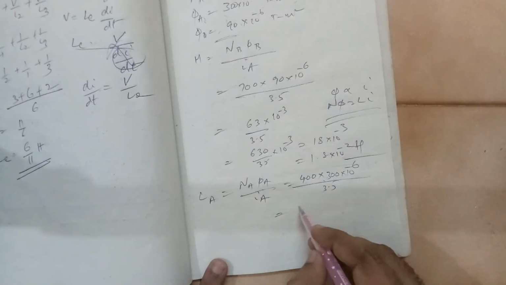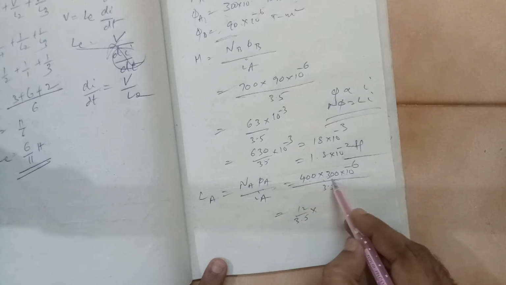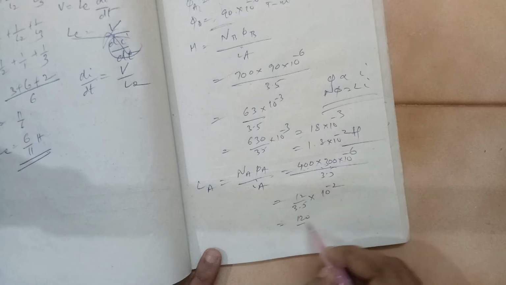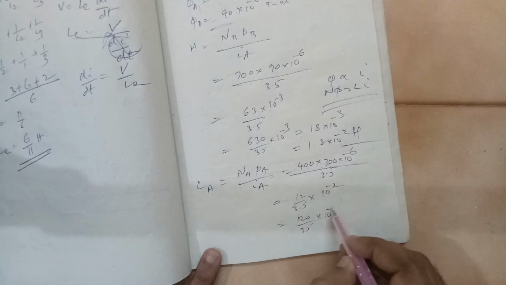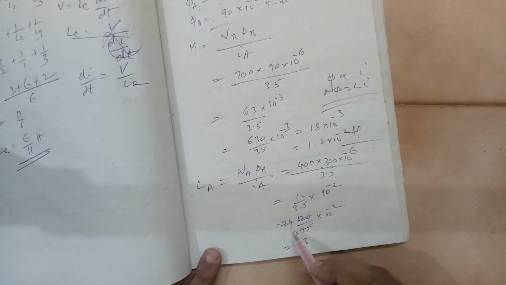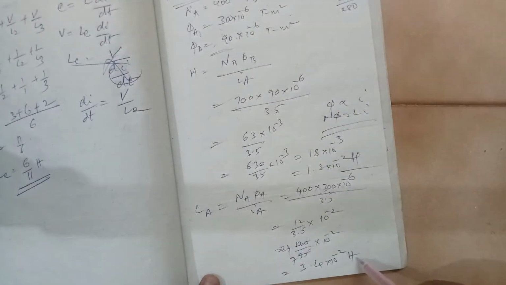So this will be 12 divided by 3.5 into 10 power minus 2. So this will become 120 by 35, which is 3.4 into 10 to the power of minus 2 Henry it will become. Okay.